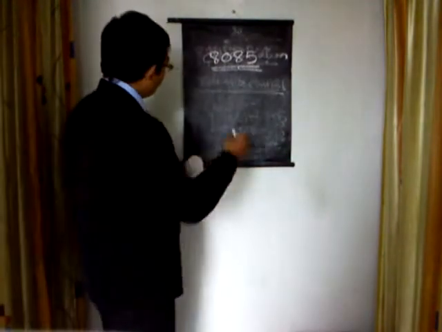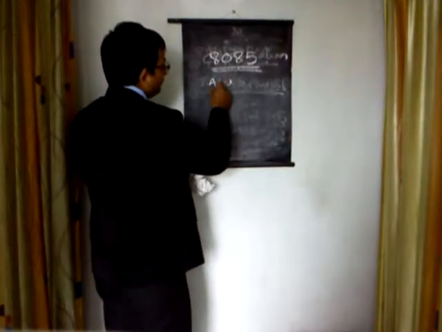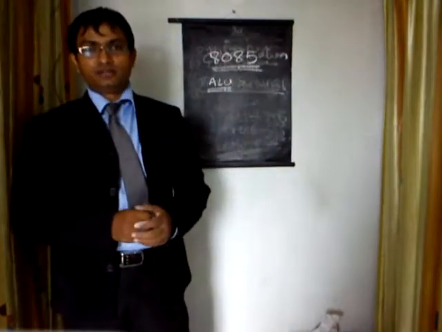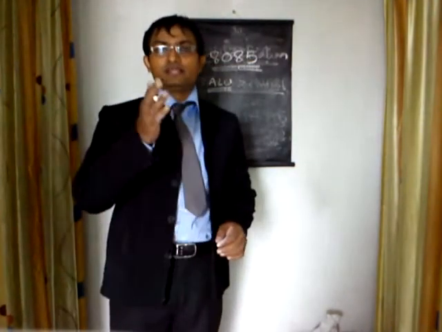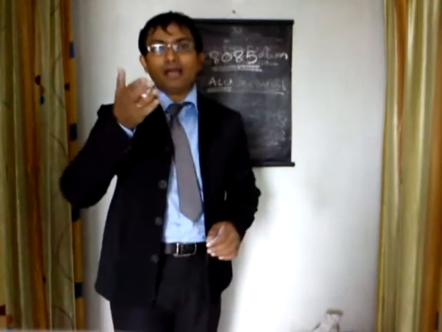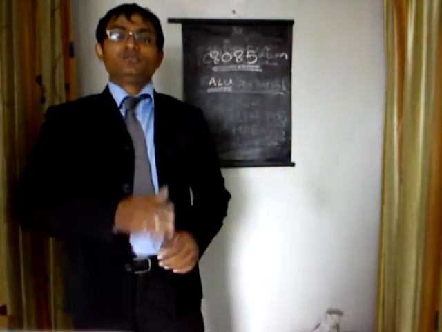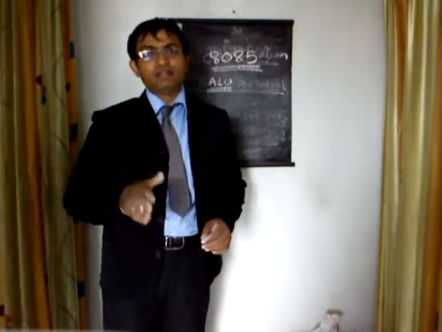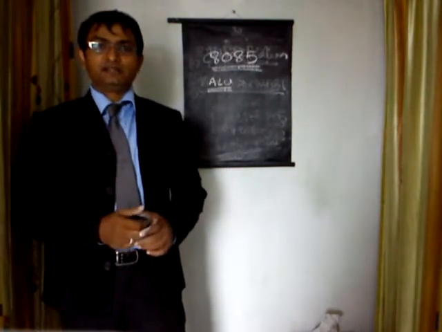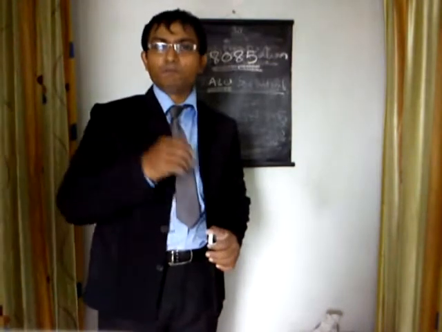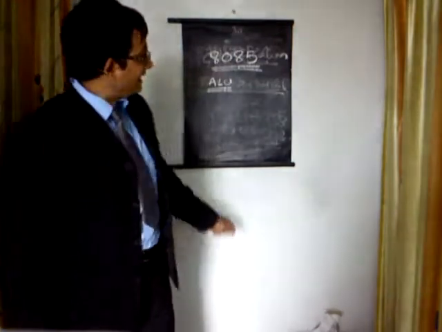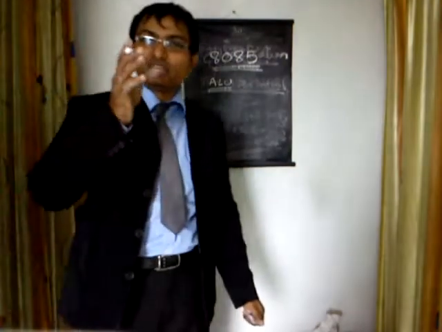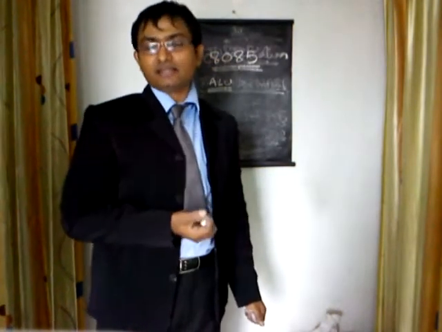Next, ALU. The full form of ALU is arithmetic and logic unit. The arithmetic and logic unit in the 8085 microprocessor performs all arithmetic and logical operations. Arithmetic operations mean addition, subtraction, increment and decrement, and logical operations mean compare, logical AND and logical OR. And this arithmetic and logic unit uses the accumulator to store its result.